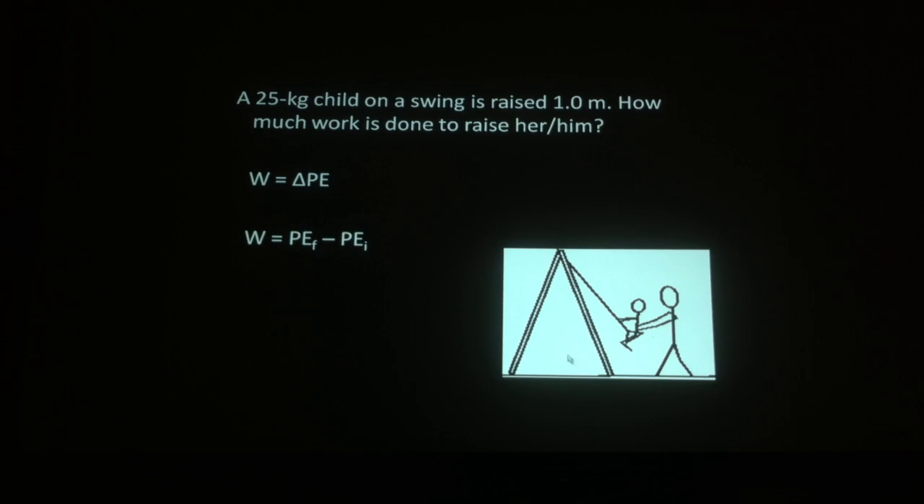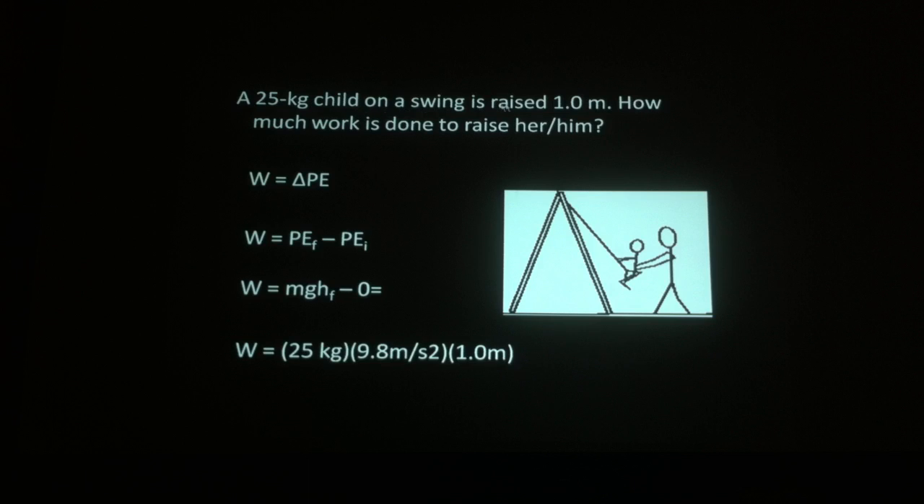Well, at the bottom of the swing, before we lifted, the child had 0 potential energy. So we can calculate the work done by simply finding the final potential energy of the child by multiplying the mass of the child times the acceleration due to gravity times the height. And when we do that, we take 25 kilograms, we multiply it by 9.8 meters per second each second, and then we multiply it by the height we lifted the child, 1 meter. And we get, if you plug it in your calculator, 245 joules.